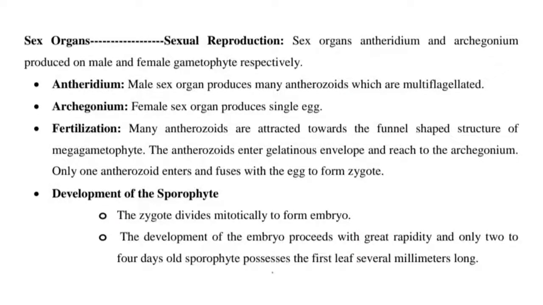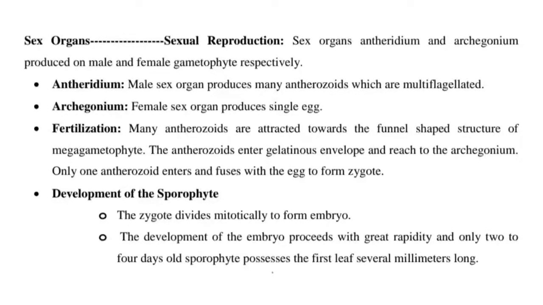Sexual reproduction. Sex organs. Antheridium and archegonium are produced on the male and female gametophyte respectively. Antheridium, the male sex organ, produces many antherozoids which are multiflagellated. Archegonium, the female sex organ, produces a single egg. Fertilization. Many antherozoids are attracted towards the funnel-shaped structure of the megagametophyte. The antherozoids enter the gelatinous envelope and reach the archegonium. Only one antherozoid enters and fuses with the egg to form the zygote.